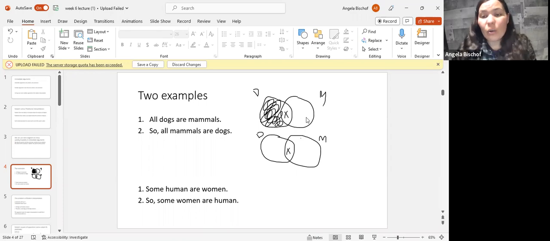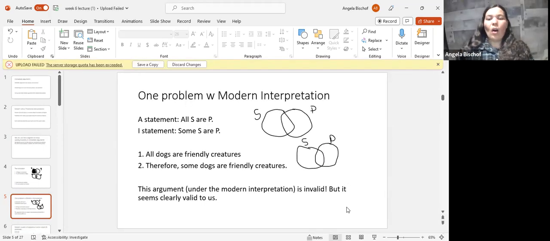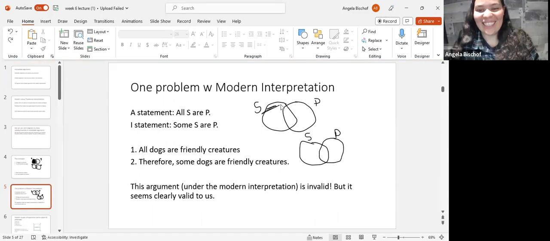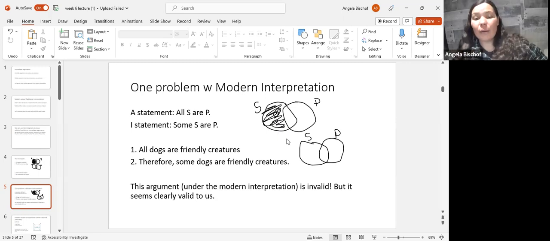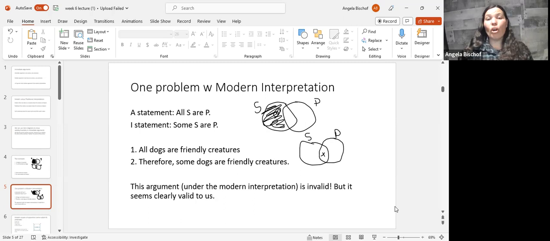But I know you're thinking, how do I draw that premise? What does the premise look like that I'm making that kind of drawing? And you'll see in a couple of minutes. S, P. All S are P, but I'm going to go ahead and shade that area in. That's how I would draw that A statement. How do I draw an I statement? Some S are P. Go ahead and slap a little X there in the middle. And this is how you would draw it in the modern interpretation.